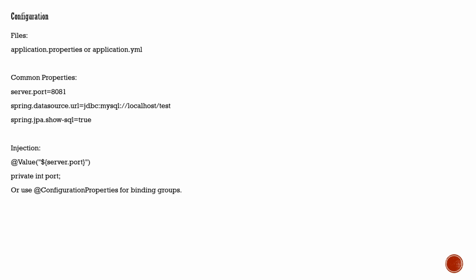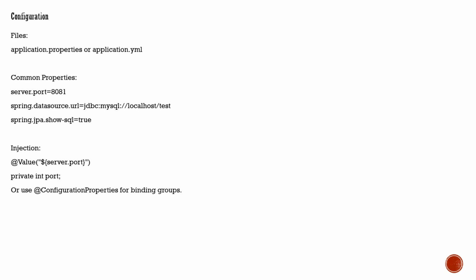Now we have the configuration files, like we already know that application.properties or YML is there. We have some common properties like what is the port number and what is the database URL. If we want to show the SQL queries being fired, we can use spring.jpa.show-sql.